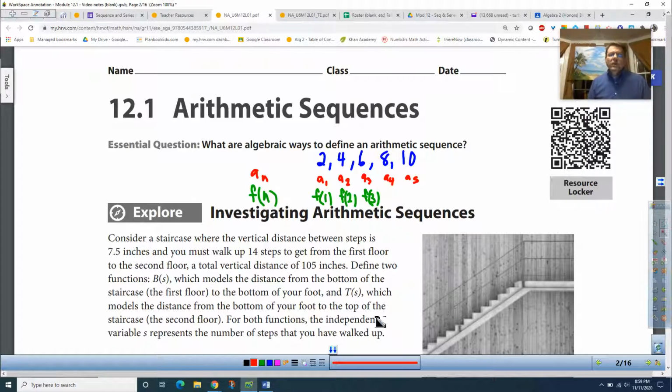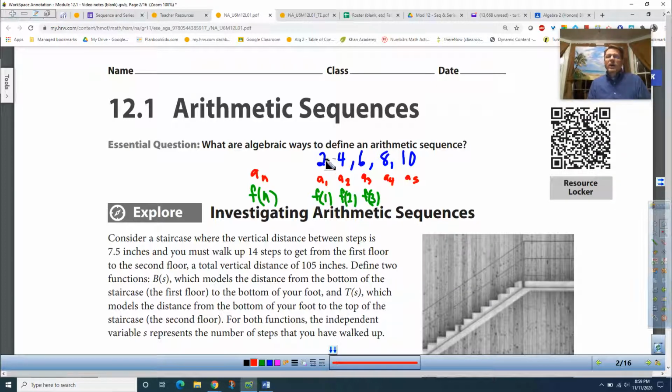This is our situation, and they're talking about starting. B of S would be, if you start from the bottom, you're going to go up 7.5 inches, 14 steps, and the total is going to be 105 inches. Then if you start at the top, that's T of S. That means you start at 105 inches and go down by 7.5 inches. So that's the scenario we're setting up.